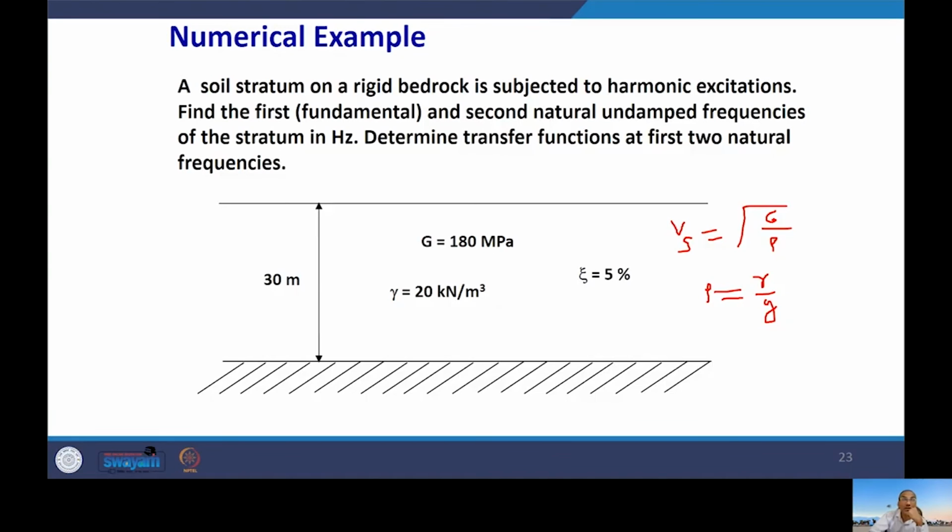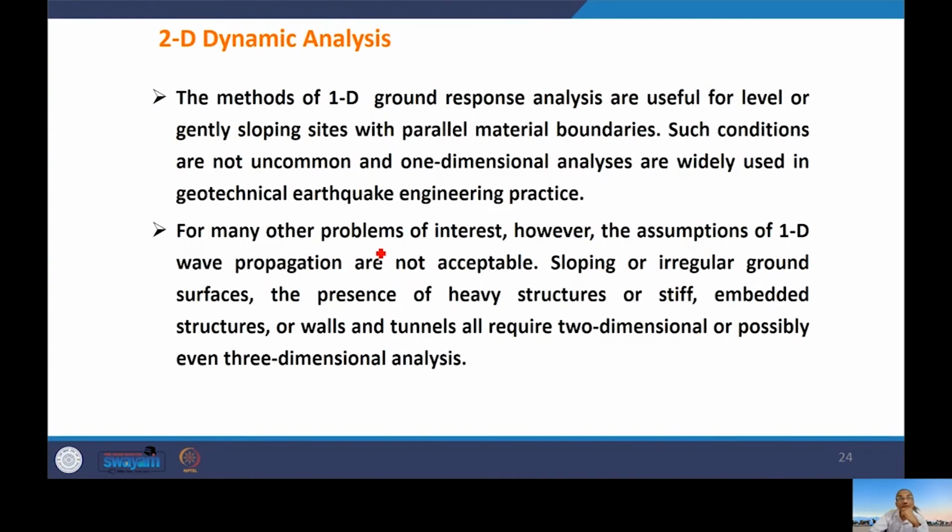Continue with this. Now let's come to the introduction of two-dimensional dynamic analysis. The methods of 1D ground response analysis are useful for level or gently sloping sites with parallel material boundaries. Such conditions are not uncommon, and one-dimensional analyses are widely used in geotechnical earthquake practice. That means where you have level ground, or you don't have any sloping ground, then you can use them. But there are some problems of interest where you can have a sloping ground, or you may have some other type of structures.